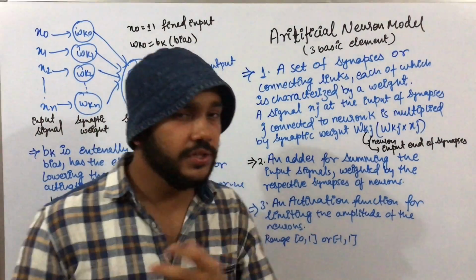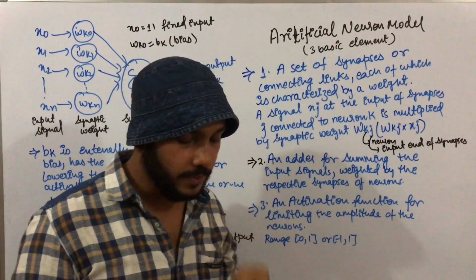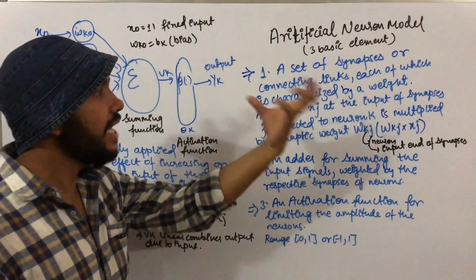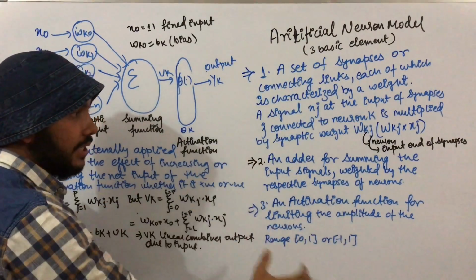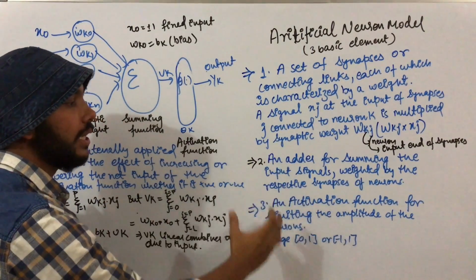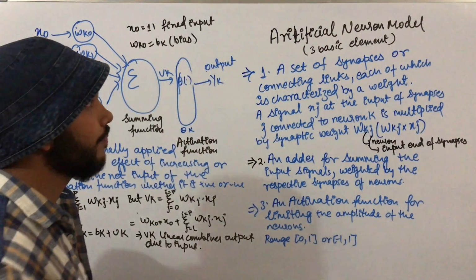Hi guys, in this video I am going to talk about the artificial neural model. Basically there are three elements of the artificial neural model. First is synapses, second is adder, and third is the activation function. Now coming to the first, synapses.